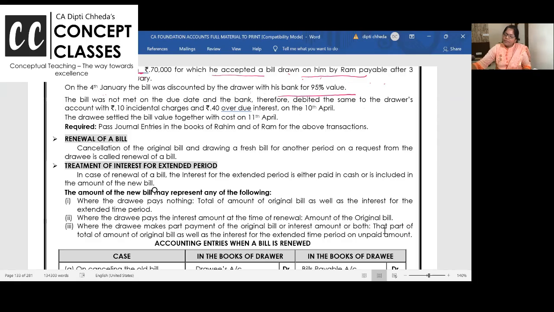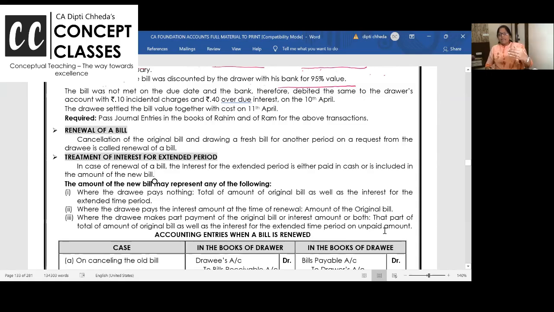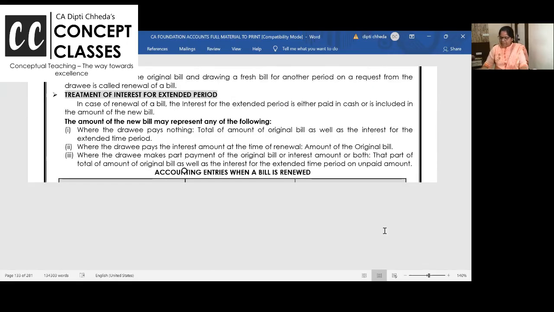Renewal of the bill. Okay. Now, what do you mean by renewal? Sometimes the bill is going to mature after 3 months. After 3 months, we are not having the money to pay. So we say, please renew the bill for 1 more month. I will give you interest. अब इसमें बहुत सारे combinations हैं.